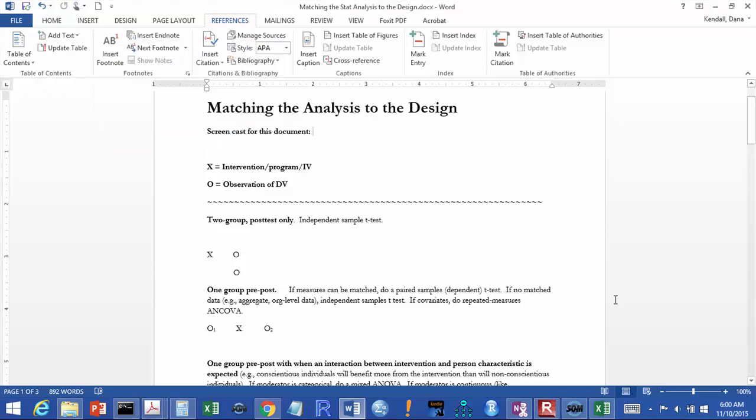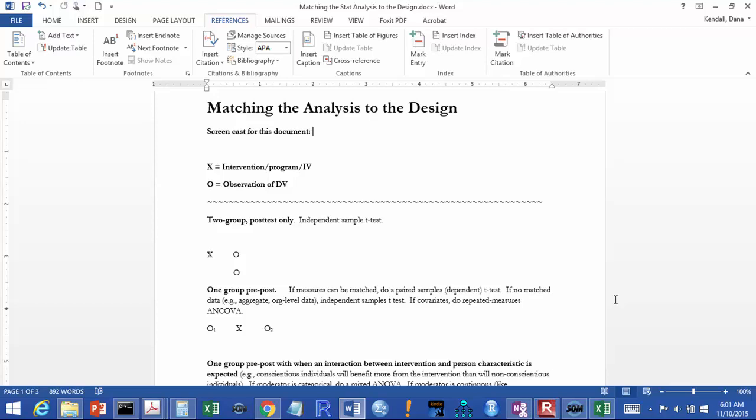In this segment, I'm going to be providing detailed explanations for many of the most commonly used program evaluation research designs, and I'll be talking through the different stat techniques that correspond to each one of those designs. This is really how to take a particular design and know which stat technique will best address the research question that is stemming from that particular design.